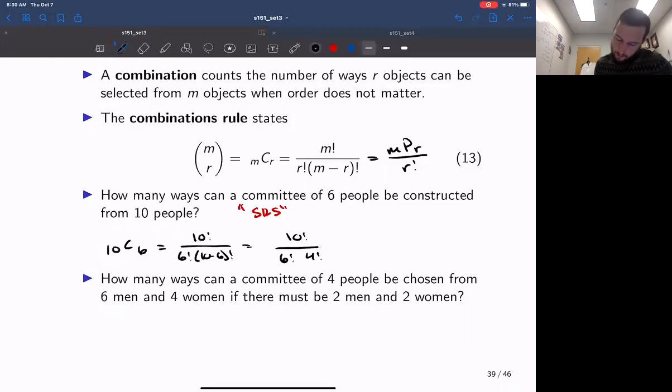All right, so now what we can do is we can show that this cancels: 10 times 9 times 8 times 7 divided by 4 times 3 times 2 times 1, for example. All right, and that gives us 210.